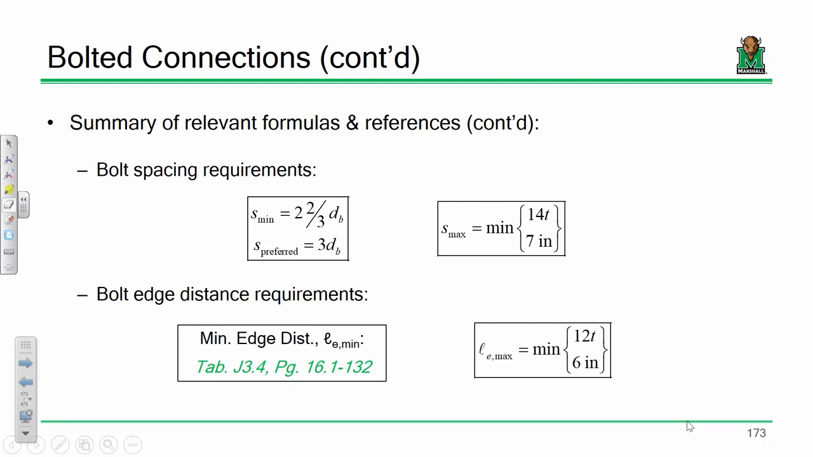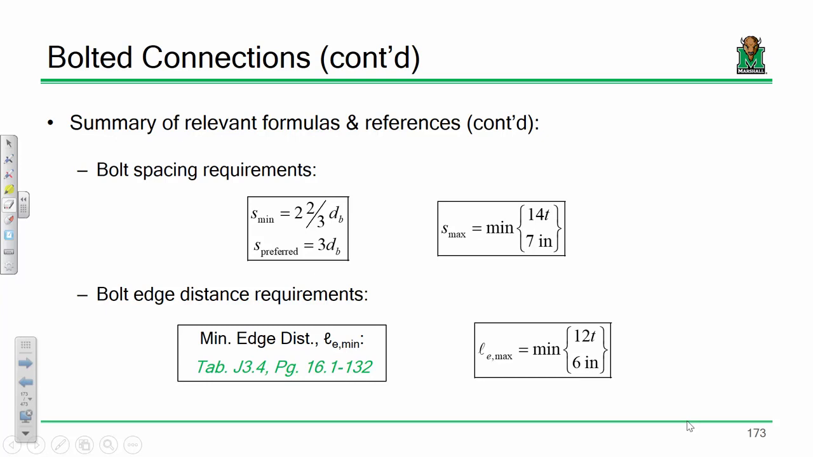Minimum edge distances, those are tabulated. There generally is a pattern, but it's not always. It's usually something like your bolt diameter plus about 1/4 inch or something like that, but it can change depending upon your bolt diameter, so just be cognizant of that.